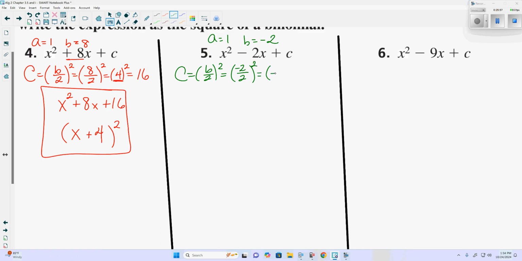Well, -2 divided by 2 is -1 squared. And -1 squared, -1 times -1, is indeed 1. So our value of c in this case is 1. So our perfect square trinomial would be x squared minus 2x plus 1.